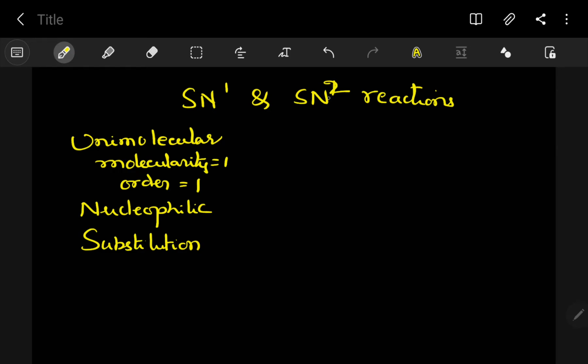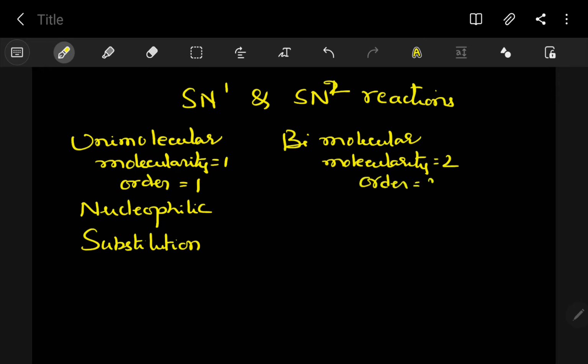Whereas coming to the SN2 reactions, 2 represents bimolecular. Bimolecular means molecularity is 2 as well as order also 2. And N, anyway, we are calling this the nucleophilic, and S represents substitution reactions.